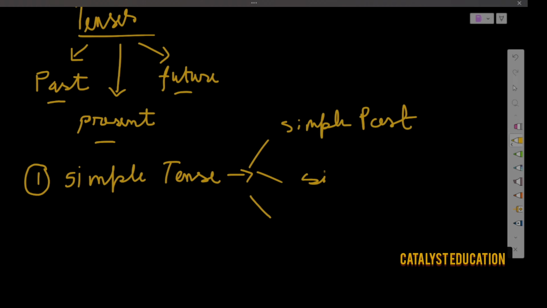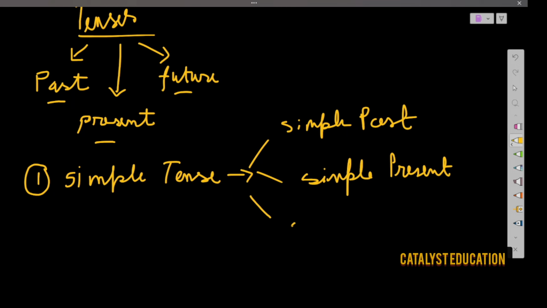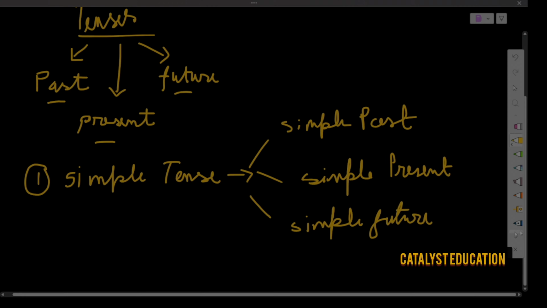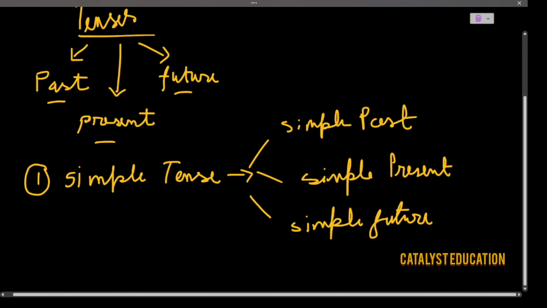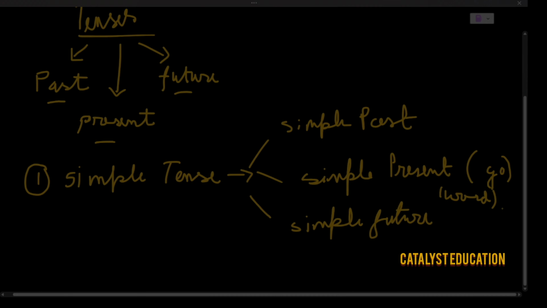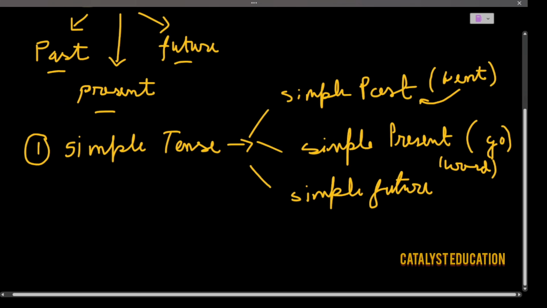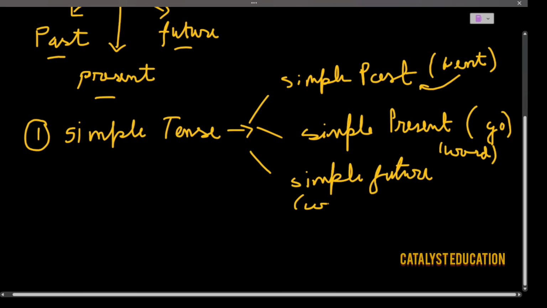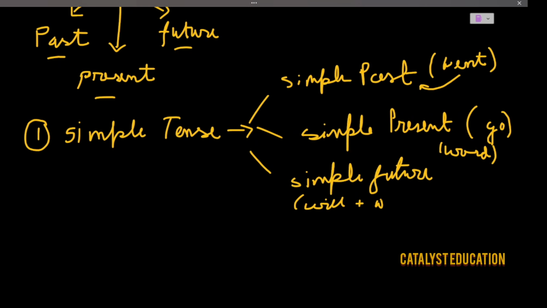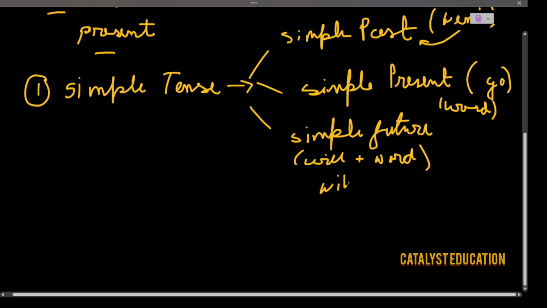Simple past, simple present, and simple future. Let's talk about certain examples. If my word is go, just the word in its present format, in its normal format, is called simple present. If we use the past form of that word, in this case went, it will be simple past. For simple future, we use the word will plus the normal word. So in our case, it will be will go.